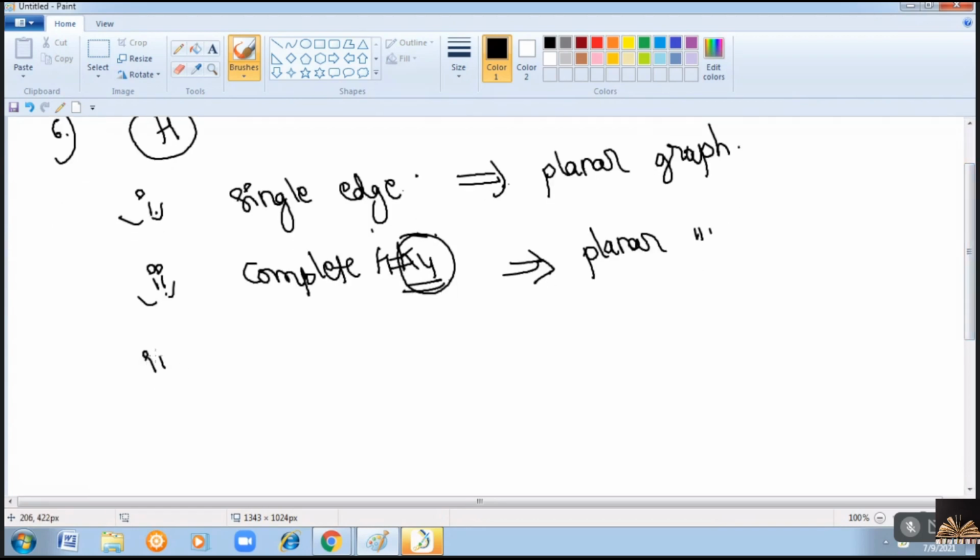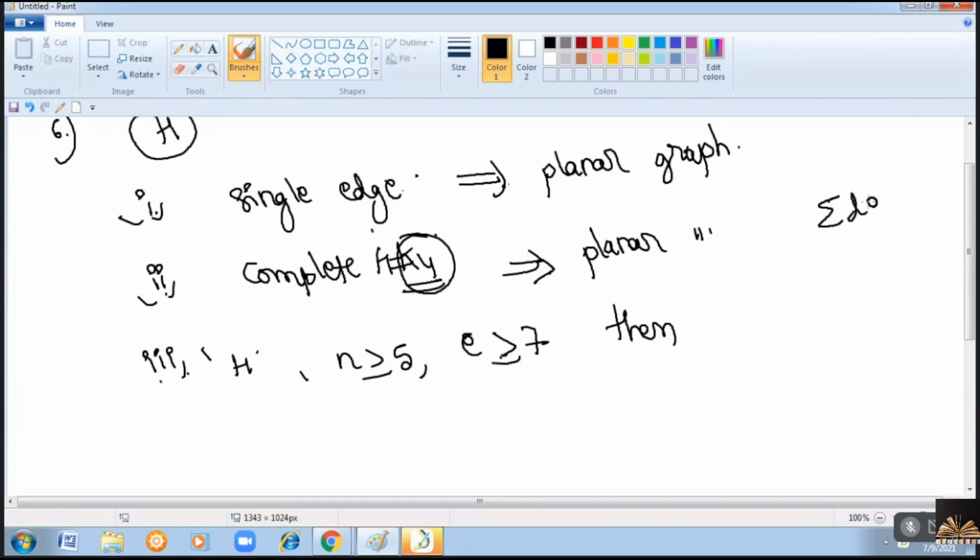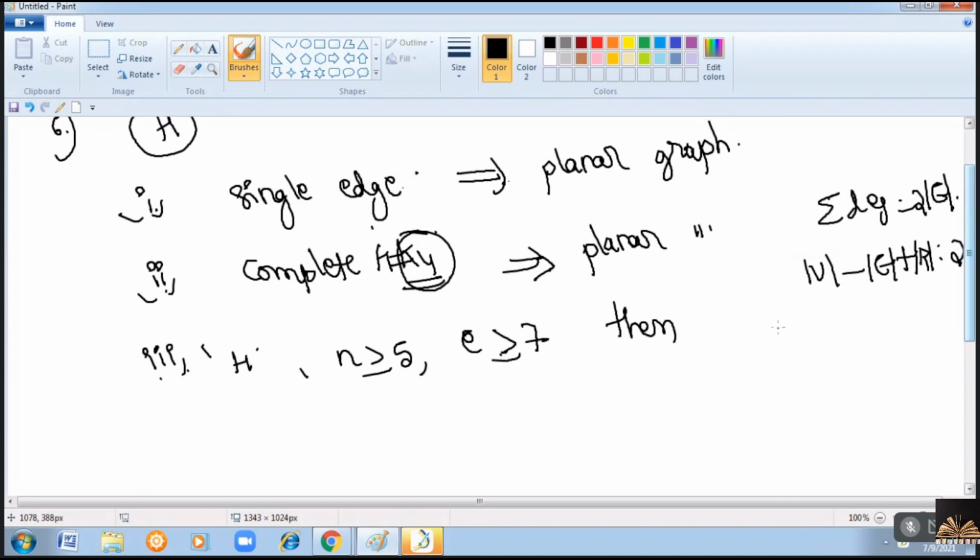Next, third condition is, if the newly obtained graph H is having the number of vertices greater than or equal to 5 and the number of edges greater than or equal to 7, then before this I gave you three formulas, right? What are the 3 formulas? Sum of the degrees of all the vertices is equal to 2R, and V minus E plus R is equal to 2, and one more is E less than or equal to 3V minus 6. Here you are talking about only the vertices and the edges.